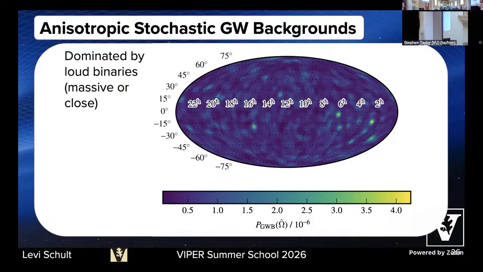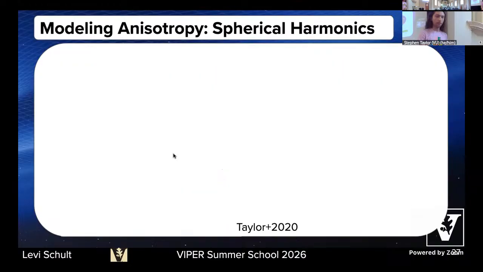So this is from Steve's paper from a few years back, looking at a population of supermassive black hole binaries and seeing what their anisotropy looks like. You have 5 loud systems that are creating these little tiny hotspots on the sky. That's an important feature, right? This anisotropy is pretty small scale, that we expect for SMBHBs. So how do we actually model this power?